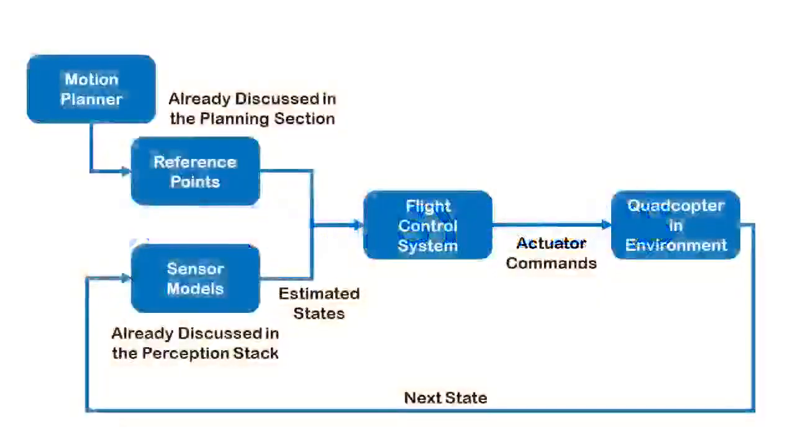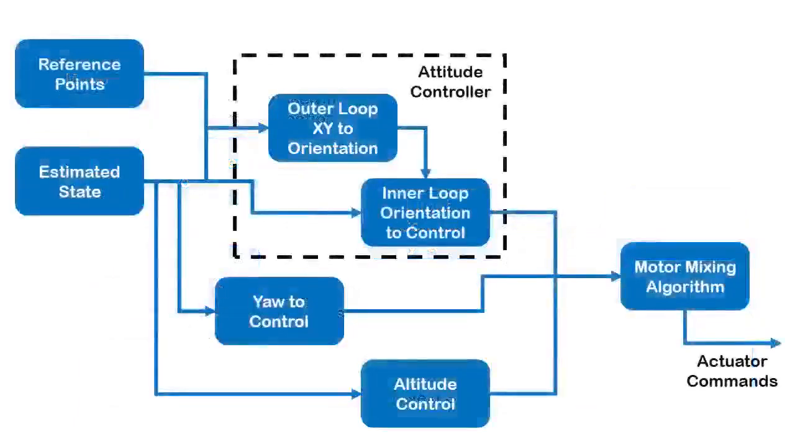The next segment is the control, which comprises the controller, that is the complete flight control system. The motion planner supplies the reference waypoints and these are integrated with the sensor models, that is the estimated state. These are fed into the flight control system which actually commands the actuator to move in the environment. A generalized view of the flight control system is shown.